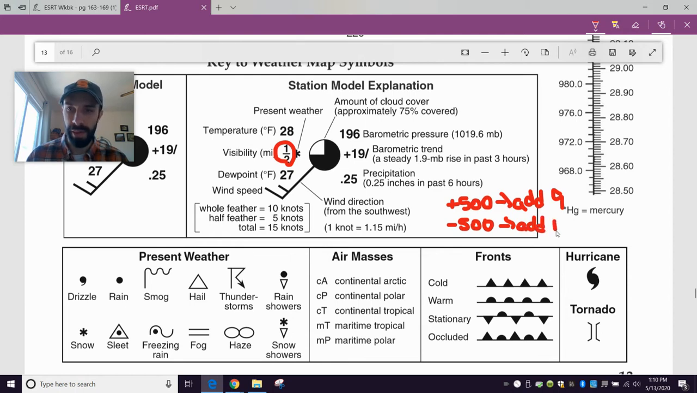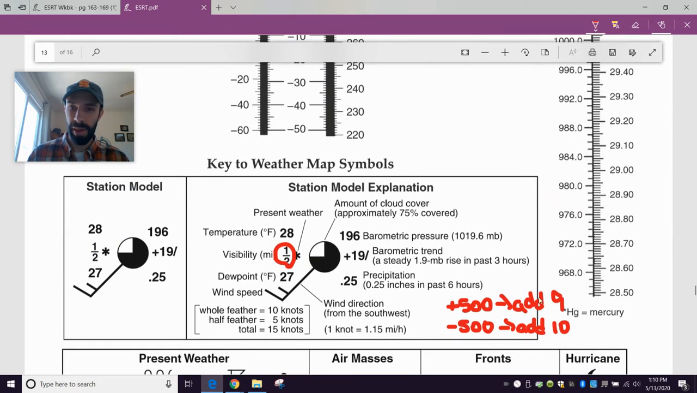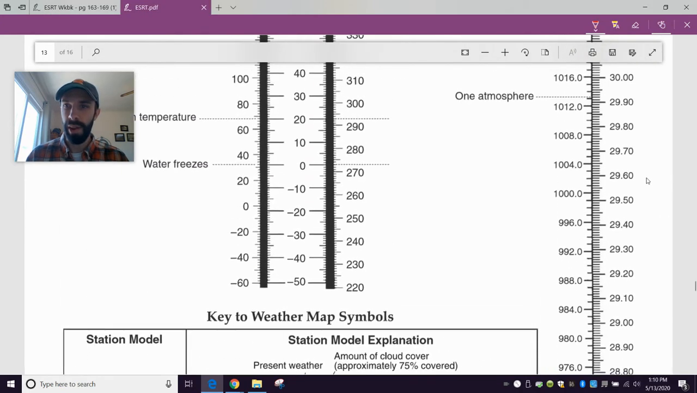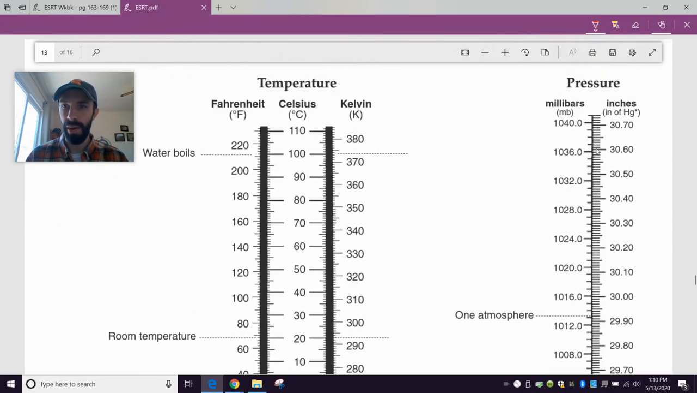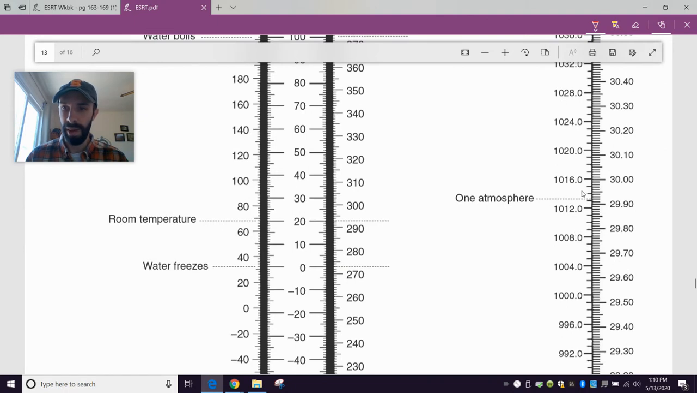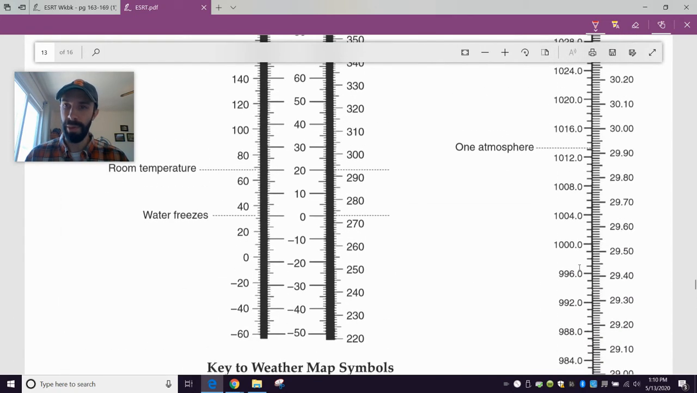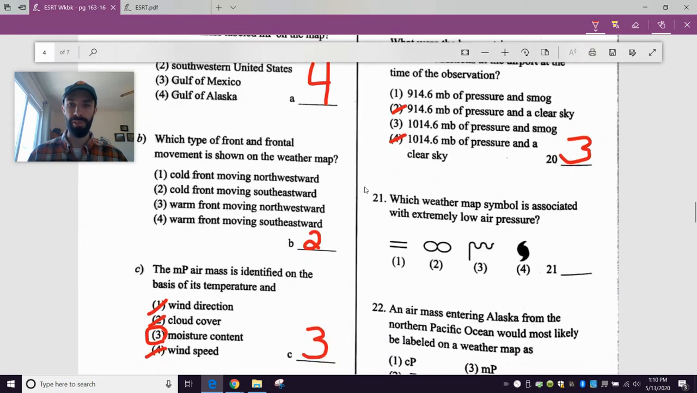Now, again, just a reminder, and I talked about this the other day, that if you're not sure whether your number works, like our number ended up being 1014.6, check this out right here. Is 1014.6 on our pressure chart? Yes, it's right around here. 1014.6 would be right in this range. Is 914.6 on this? No, it's not, so it can't be the correct answer. So that's a good way to check your work.